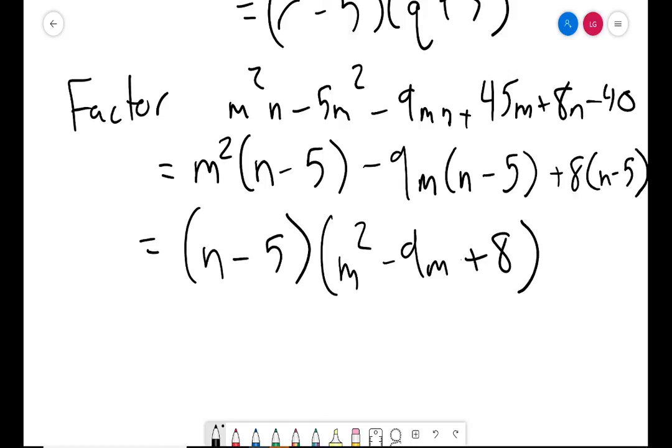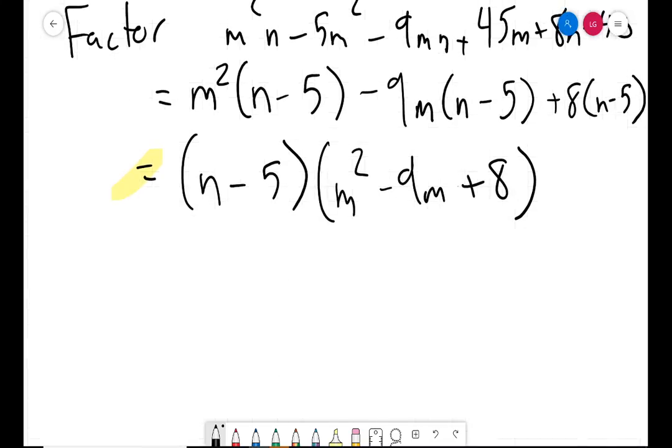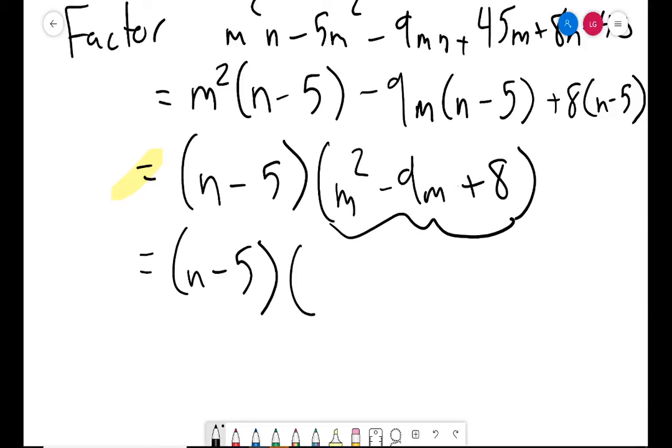Now, as of today, I'm comfortable stopping right there. But what we should be ready for Thursday is that this actually factors a little bit further. We're going to be talking about factoring quadratics of this type. It actually factors one step further like this.